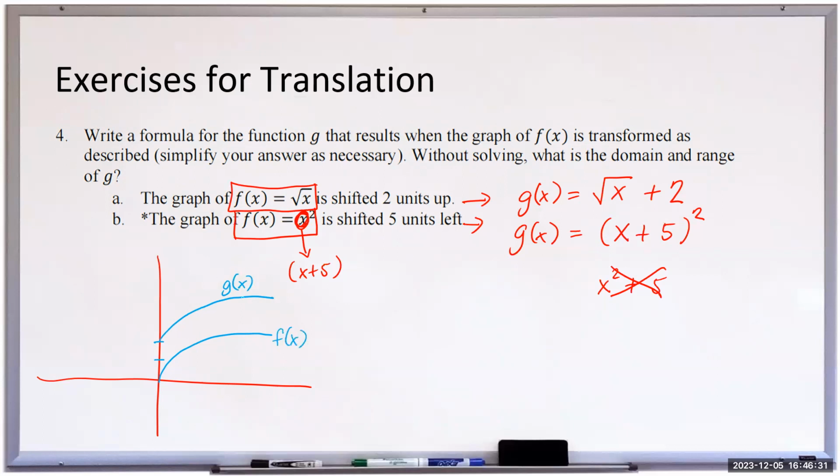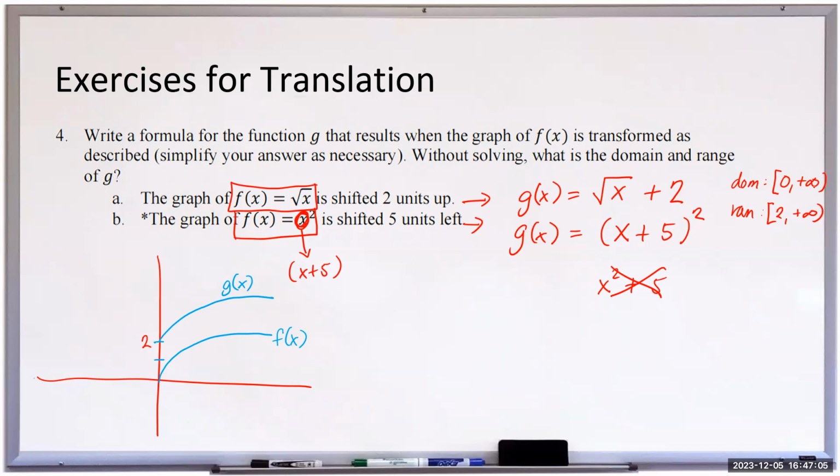Based on this graph, we can determine the domain and range. The domain of g of x is all positive x values. So that's from 0 to positive infinity. The range of your g of x: we start at y equals 2, and then going up. So 2 to positive infinity.